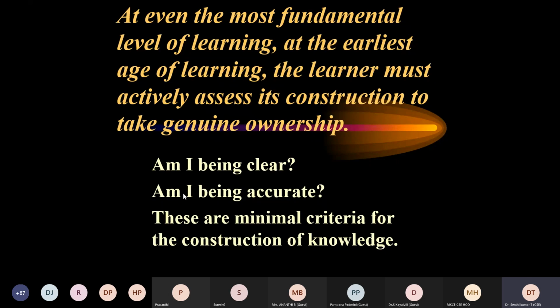The next is, am I being very accurate? Accuracy is more concerned with your delivery. I ask you a question, and if you are able to relate the concepts to the question and get the right answer, then you are accurate. Then next, all of this is very important. Why? When you try to construct something in the form of knowledge, all of this is very important.